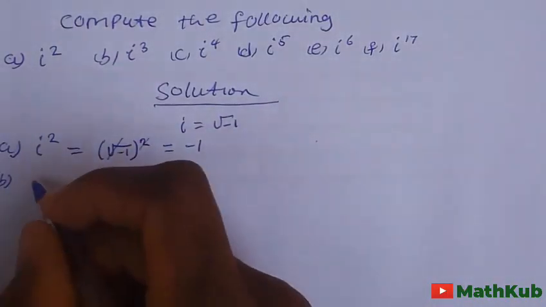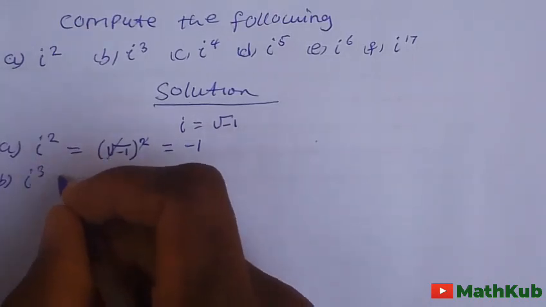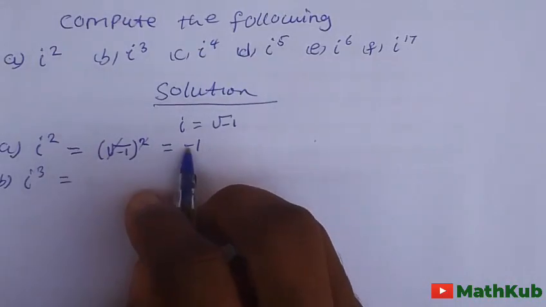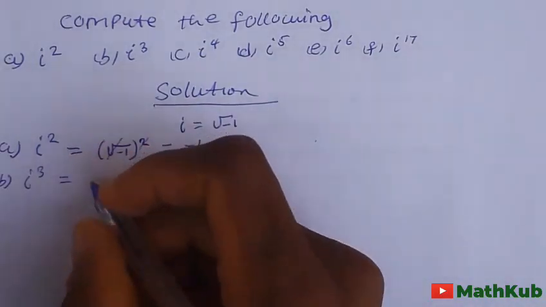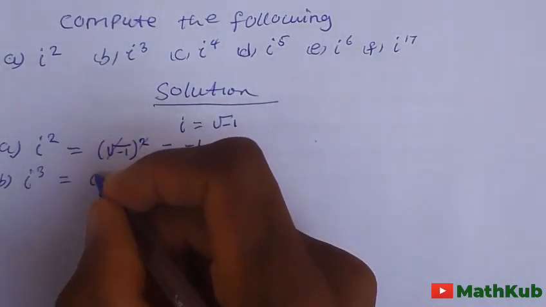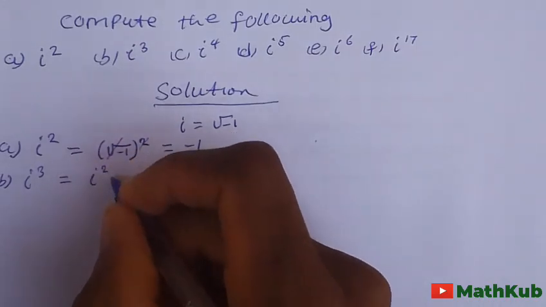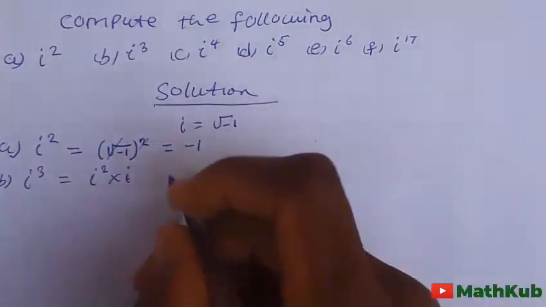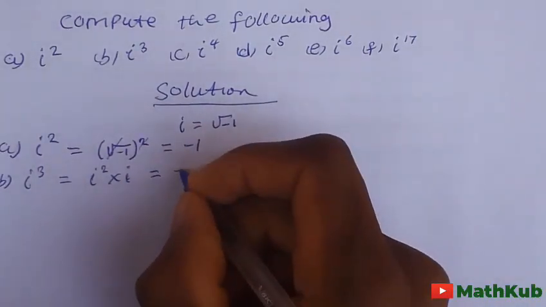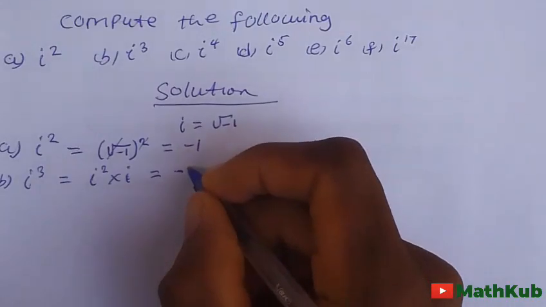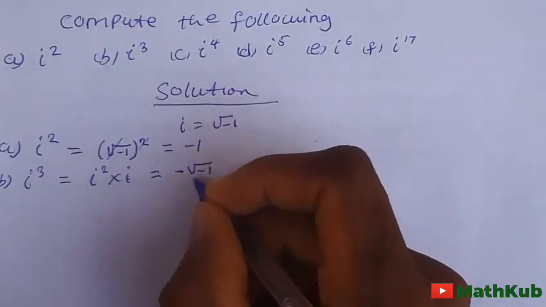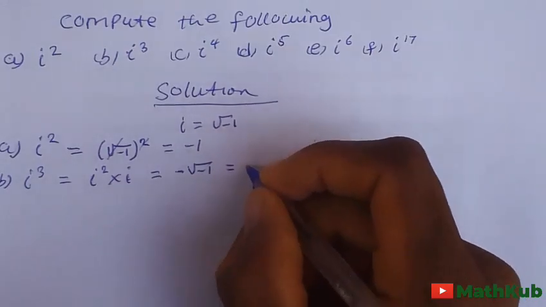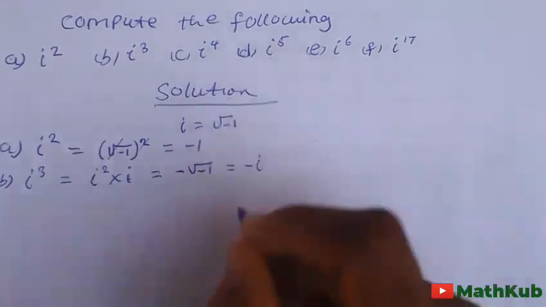B, i cubed will be equal to, we have the square root of -1 as i squared, which we can express as i squared times i using indices, which is equal to minus the square root of -1, which is equal to minus i.